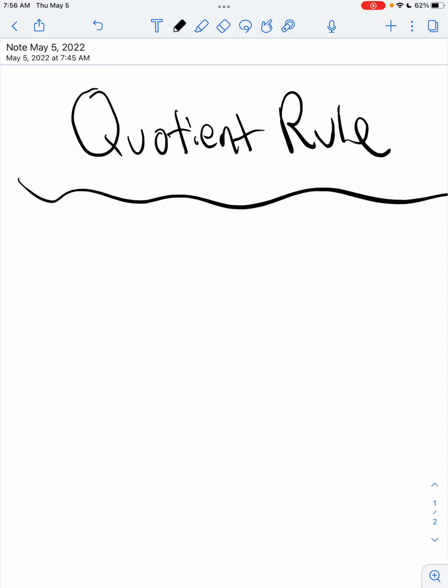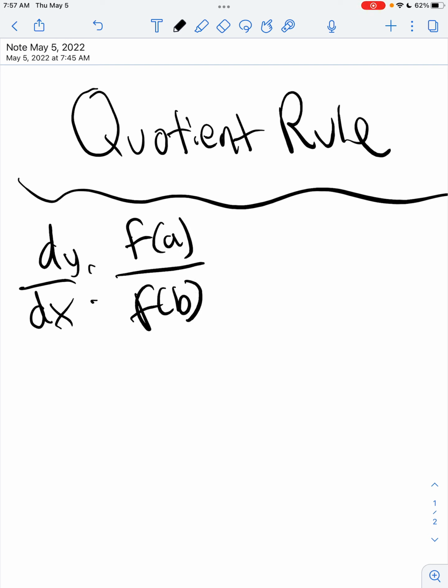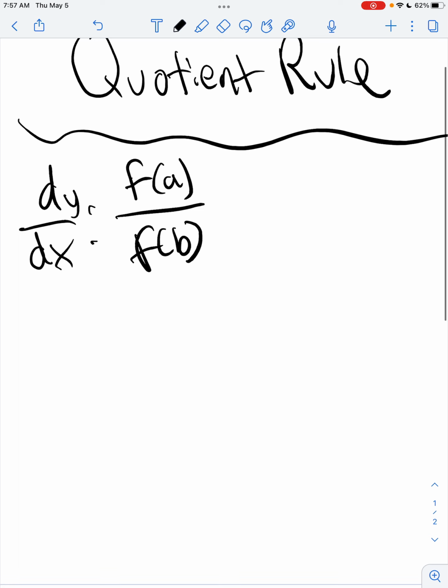Okay, the quotient rule, again, is used when you're trying to find the derivative of a function and you're dividing. So, say I was trying to find the derivative and I have something like f of a all over f of b. To find the derivative of a function when you have some sort of division in it, we use the quotient rule, which works like this.